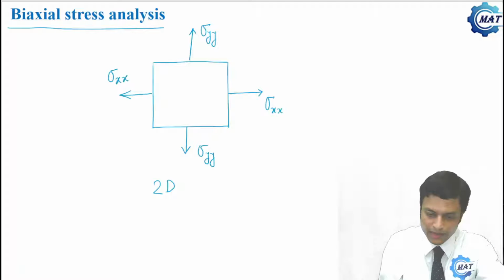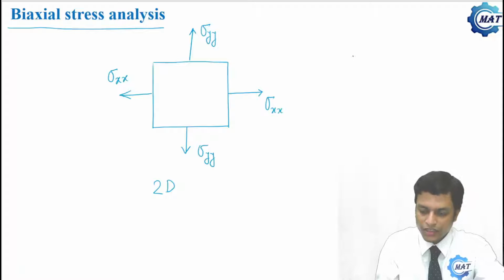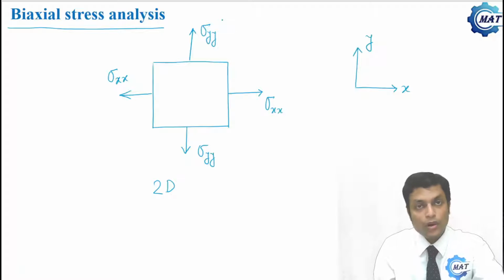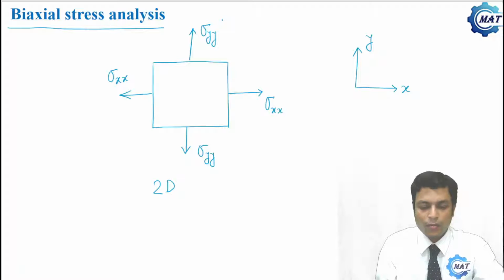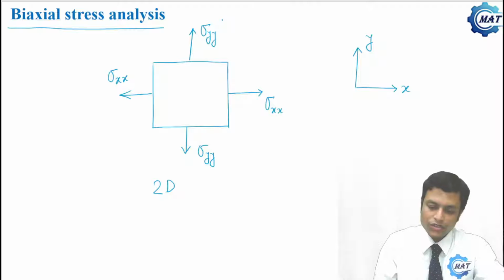So sigma xx is normal stress along x direction. Say this is x direction and this is y direction. And sigma yy is normal stress along y direction. So this stress situation is called biaxial stress. Now, what is our objective? Our objective is to determine the stress value on a plane.